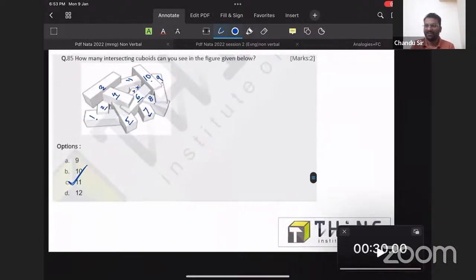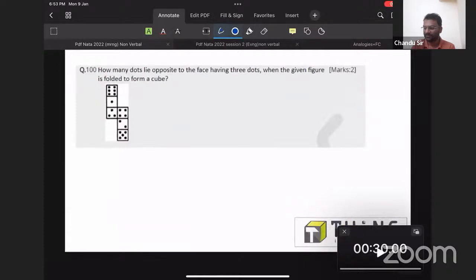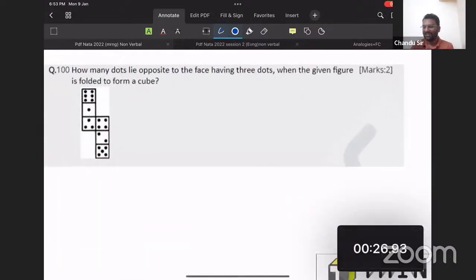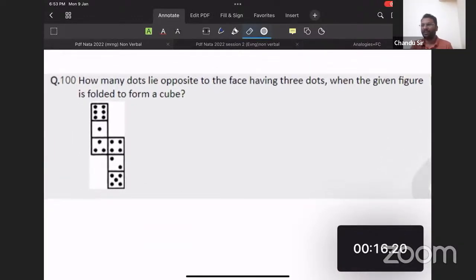Now we will be looking into another question on dice. There are plenty of techniques in dice. And every time, at least one question will be there from dice.